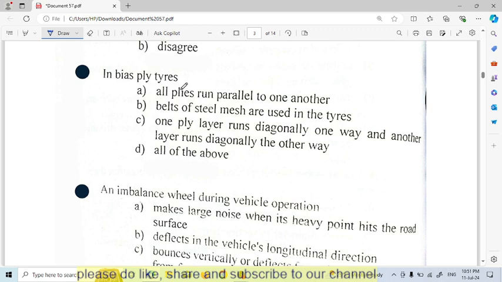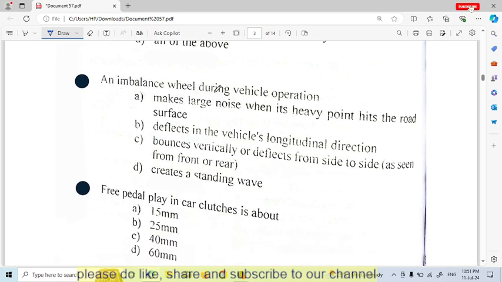Next, in bias ply tire, option C is the correct, as one ply layer runs diagonally one way and another layer runs diagonally the other way. Okay, option C is the correct answer. Next, an imbalanced wheel during vehicle operation makes large noise when its heavy point hits the road. This is no. It bounces vertically or deflects from side to side as seen from front view.